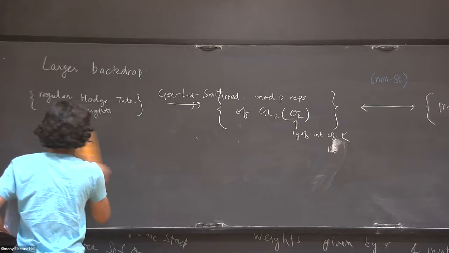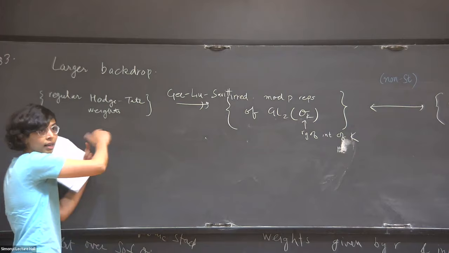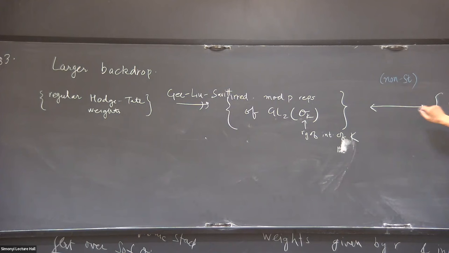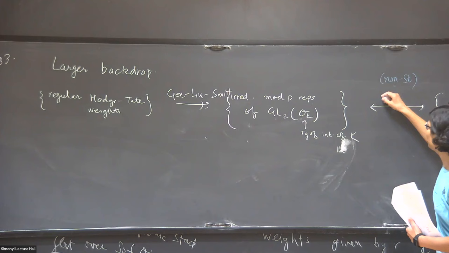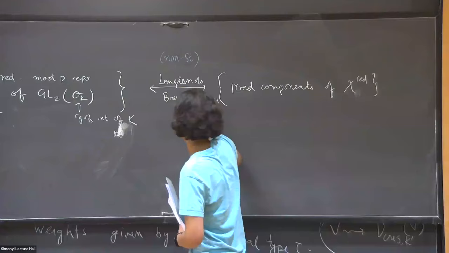So you can just input some regular Hodge-Tate weights, and the fiber is infinite, but the differences don't change in the fiber. The differences are well-defined for the fiber, and you produce this surjective map, and these are in one-to-one bijection with the irreducible components of X reduced. I'm lying a bit, because the one-to-one bijection is only true in the non-Steinberg setting, but the bijection is sort of a Langlands type of statement or a Breuil-Mézard conjecture type of statement. If you know what that means, good; if you don't, don't worry about it. This is not super important for you.